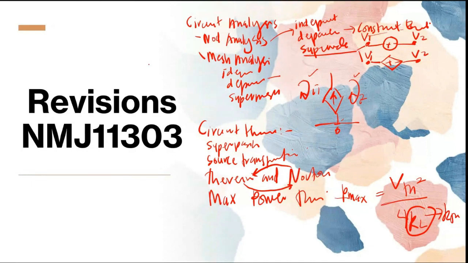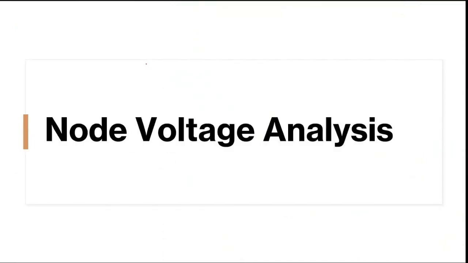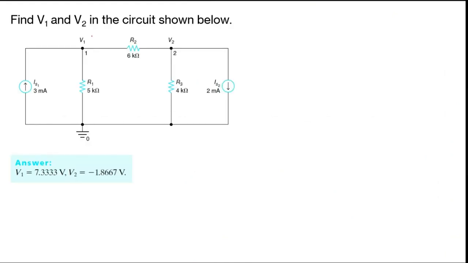So we start with node voltage analysis first. For this question, obviously it is node voltage, so of course you need to calculate the voltage. Find V1 and V2, where in this circuit it is already shown where V1 and V2 are.